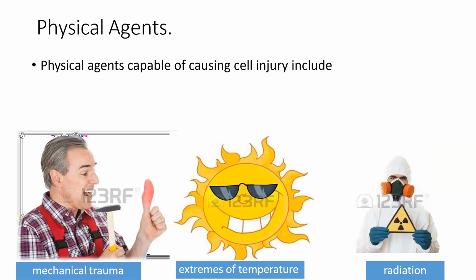Next is physical agents. Physical agents means, for example, if we are doing some work and there is some cut or hurt in our finger or in our body, or in some accident, that is called mechanical trauma. It may be a cause of cell injury.